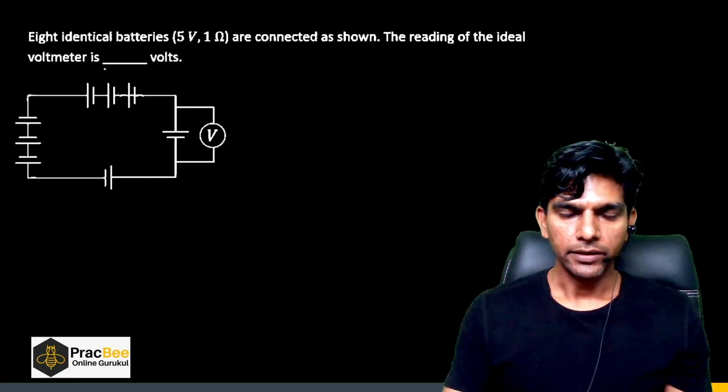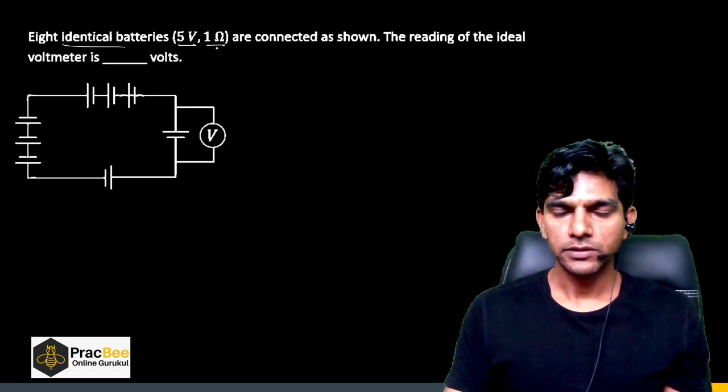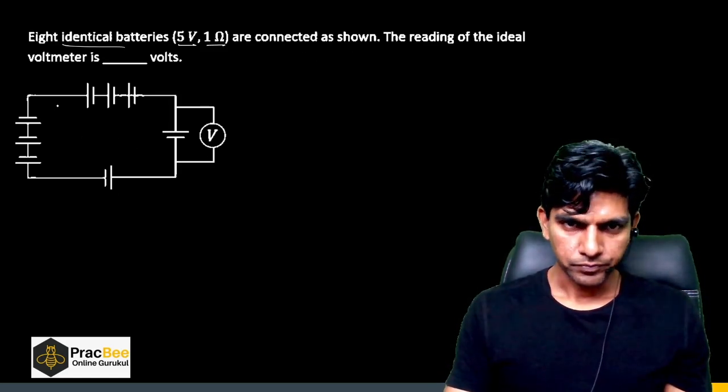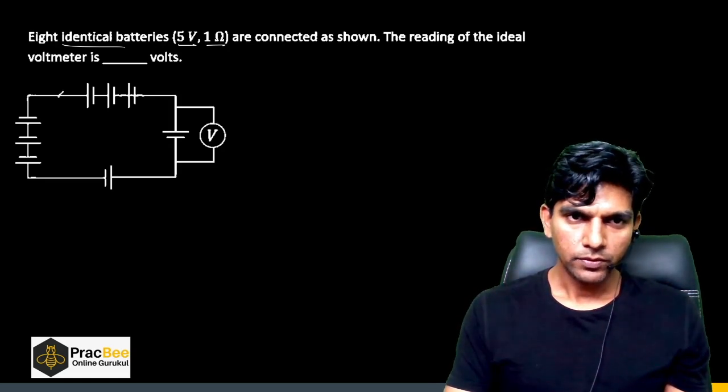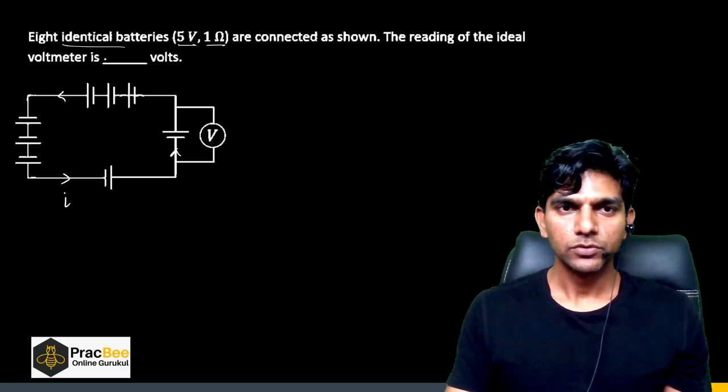Now the next question is from current electricity, and here we have to find the reading of the ideal voltmeter. We are given 8 identical batteries, EMF is 5 and the internal resistance is 1 ohm, connected as shown. Let us see. Let us say the current in this circuit is I. All the batteries are in the same order. So there are 8 batteries.